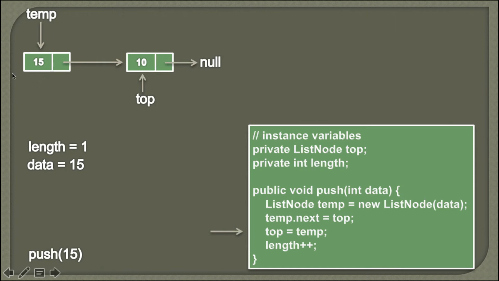As this node is now inserted, top should point to this node. Therefore we are assigning the value of temp to top. It would look something like this. Now top is pointing to the temporary node. Moving ahead, and we'll simply increment the length by 1 because now the stack has 2 elements.